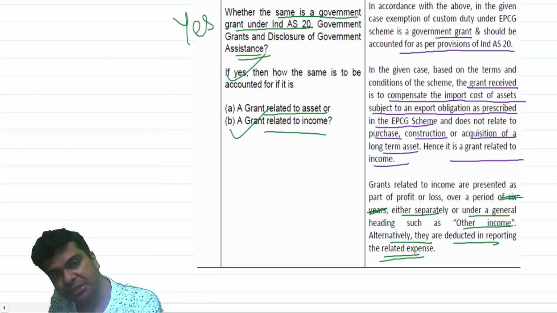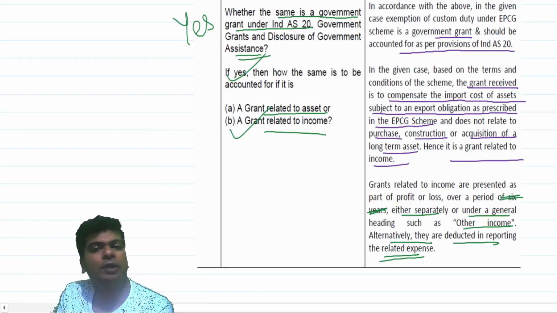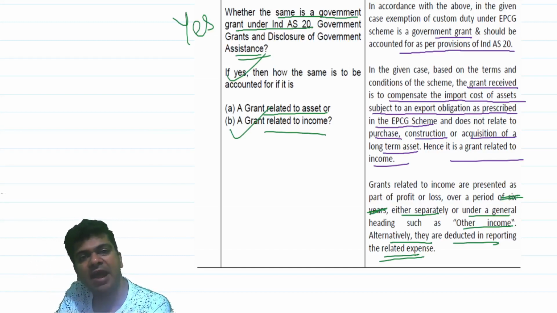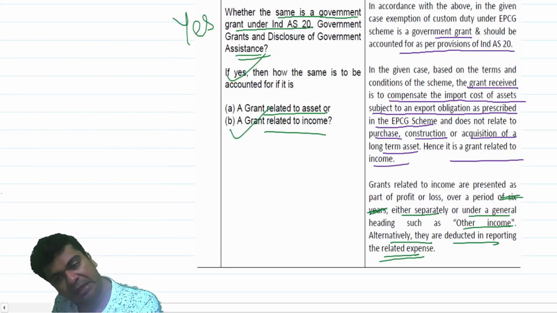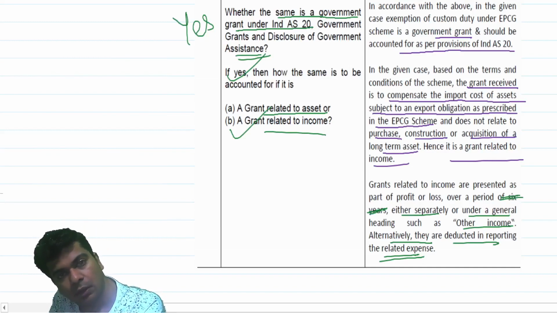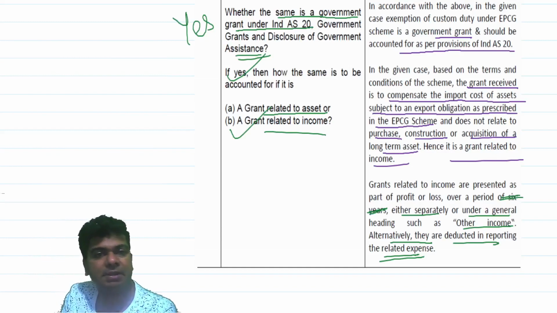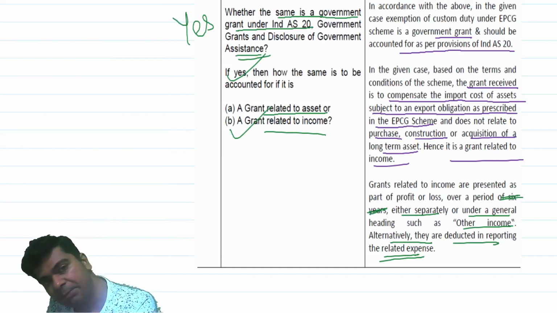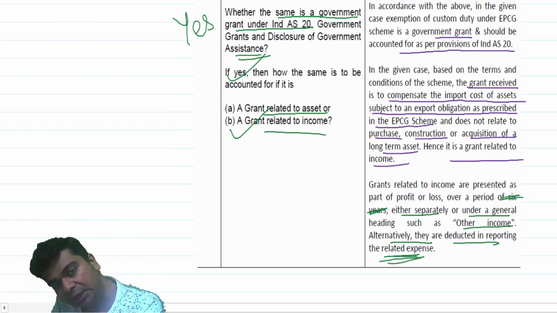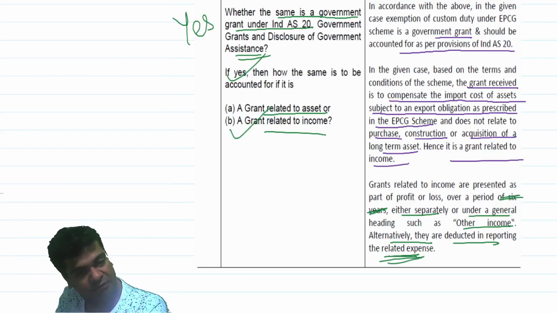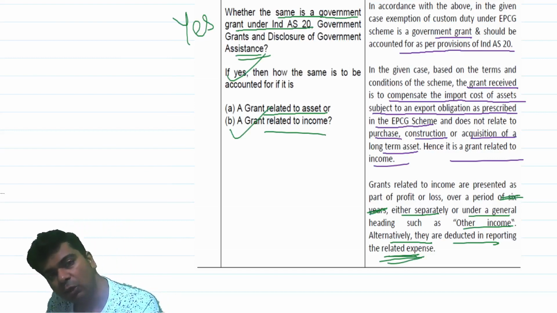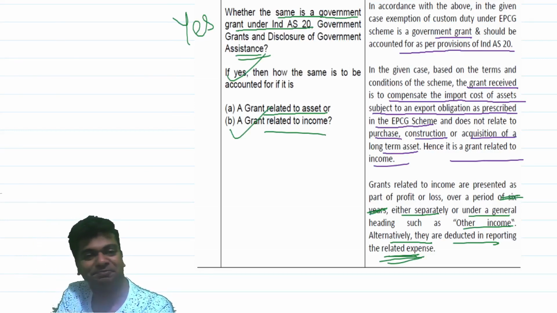What is the period? It is not very clear, but how long will you be able to take the benefit of this particular scheme? That will give you a fair idea of how it should be recognized. And how will you present it in your P&L? You can present it separately, or as a part of other income, or as a deduction from the related expense. Any one way can be selected, and accordingly you can carry out the accounting for the same.